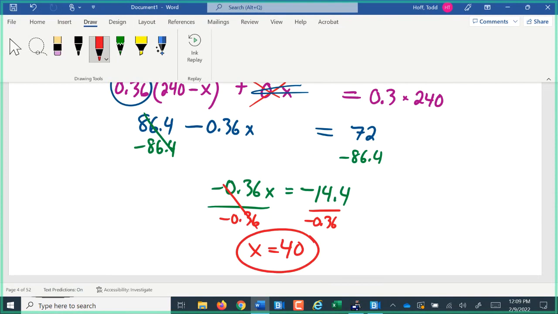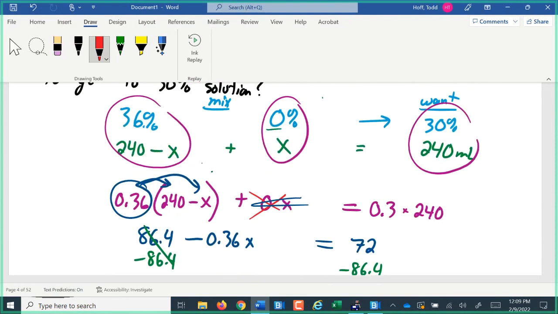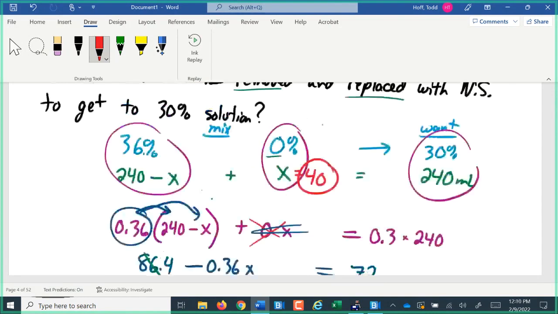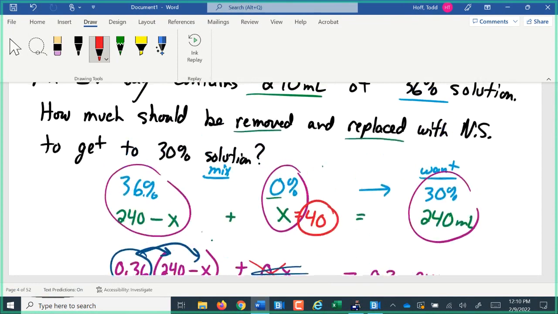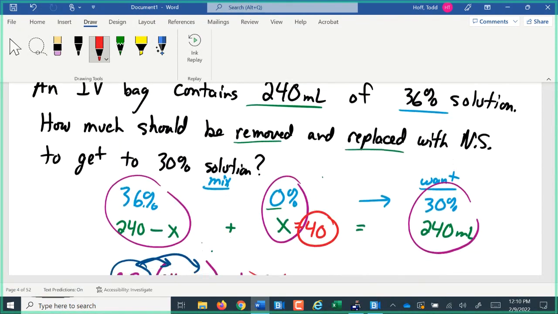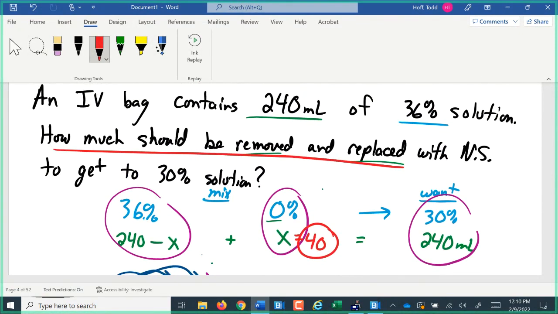Now again, we need to make sure we've answered the question. X equals 40. That is the amount of normal saline added. That's also the amount of 36% that will be removed. That is exactly what we asked. It should be removed and replaced. So we would remove 40 milliliters from that bag and replace that with normal saline or neutral solution.